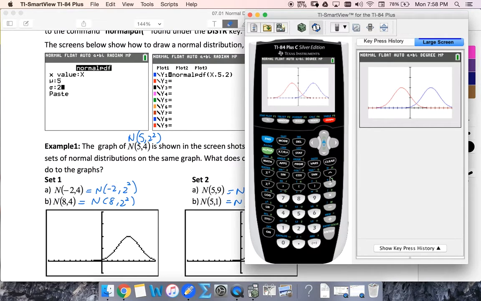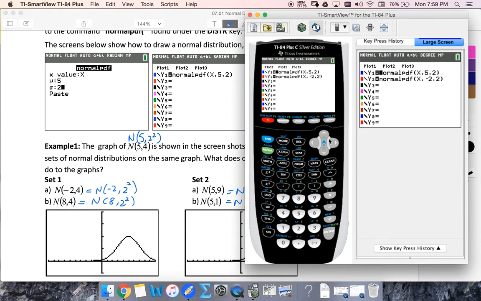So now we're adding the third one, and our graph is hopefully going to appear. I do not see it. Oh, because it did not enter. All right, let's try that again.